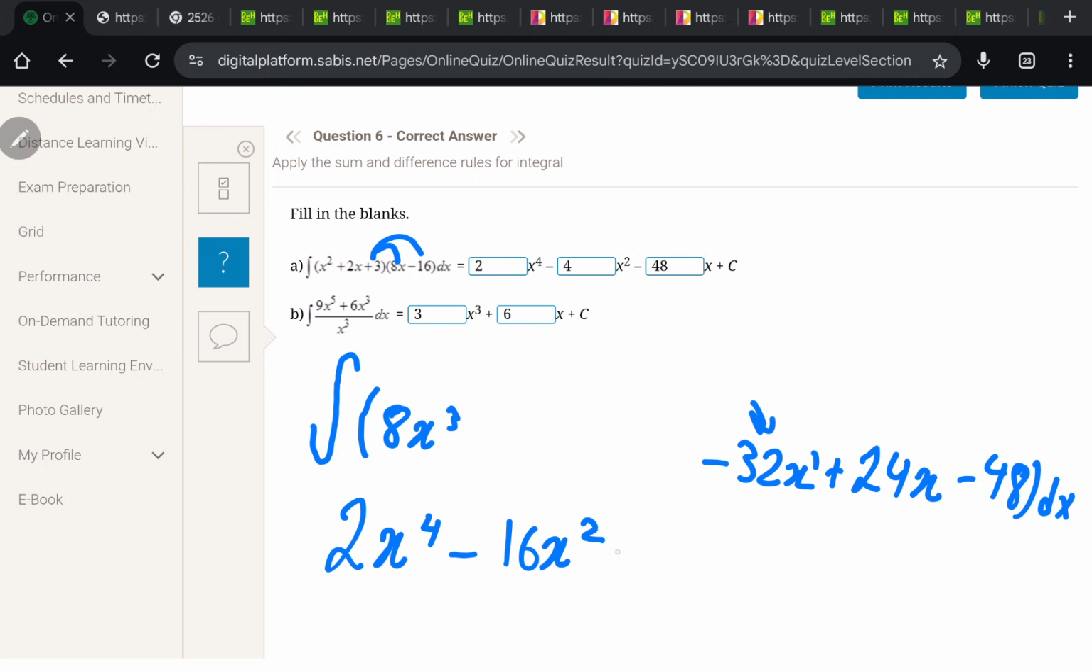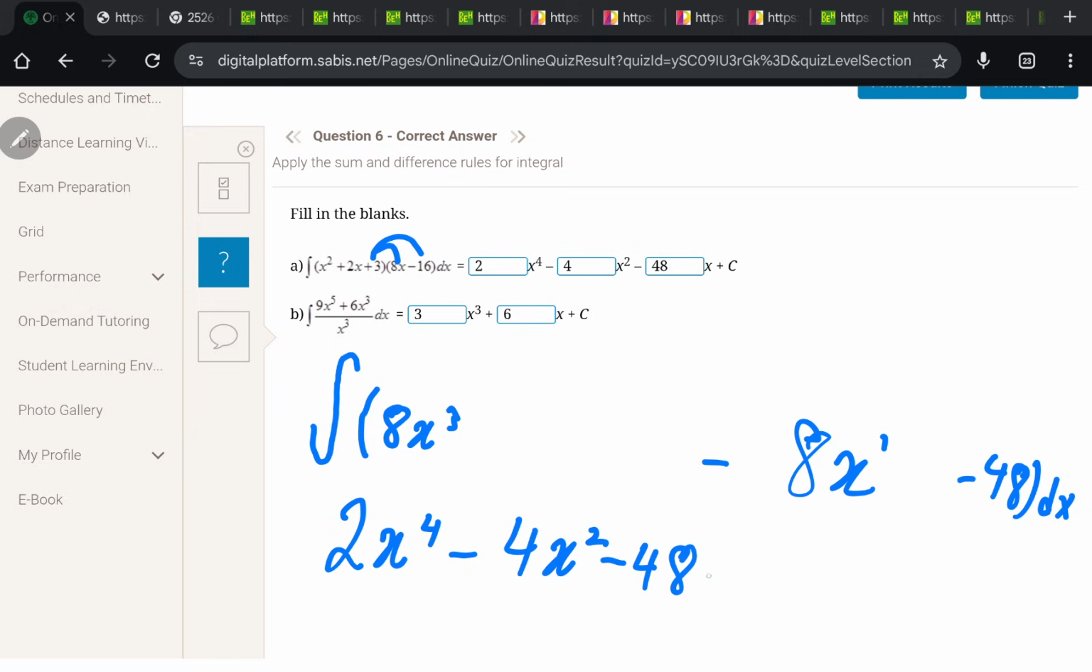Now 24x. I could have simplified this, couldn't I? Yes, okay, let's simplify this. Minus 32 plus 24, minus 8. So minus 8x. Add 1 to the power, it'll be x squared. So divide 8 by 2 is 4, x squared minus 48x plus c. Again, you're just applying the basic integration rule.